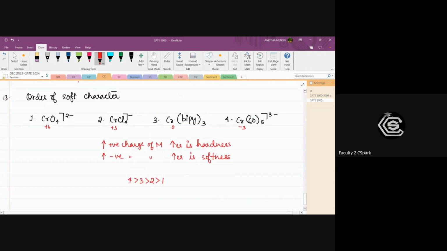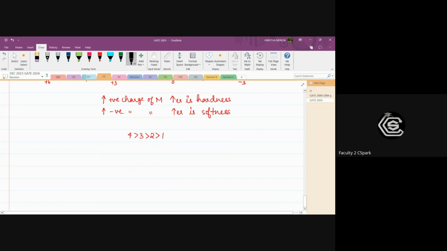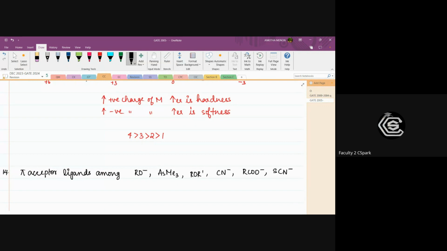All right. 14th question. Which will be the pi acceptor ligands among RO-, trimethylarsine, a ketone, cyanide, RCOO-, SCN-? The ones with good pi accepting nature. Yes, please try.